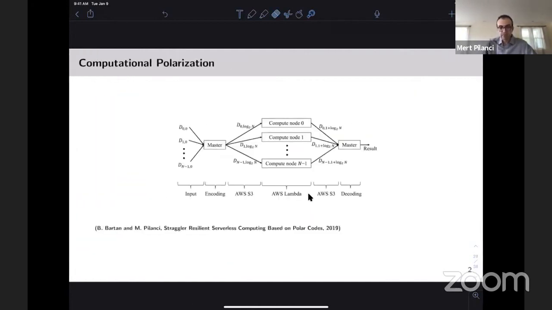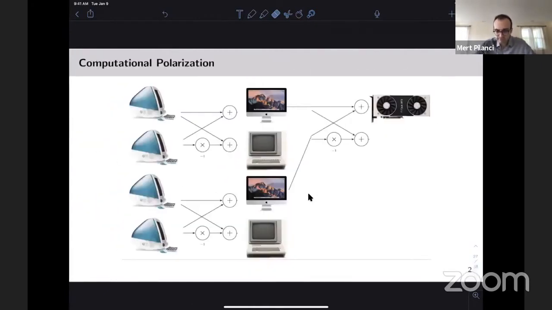Mert, I have a quick question. Maybe it's a conceptual question that I'm struggling with. Here you have things going in series and things going in parallel. How do you avoid things having to wait for the other workers to give them the input to process? Okay, yeah, that's a very good question.